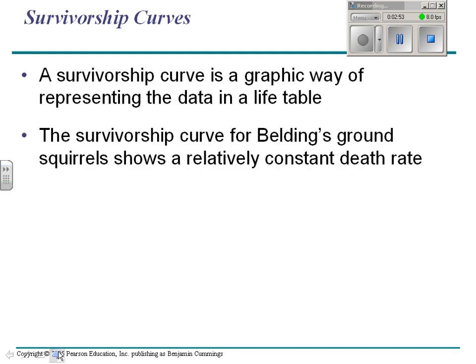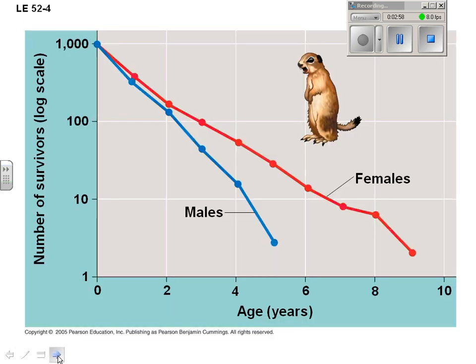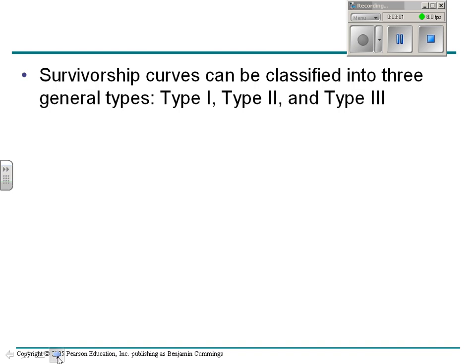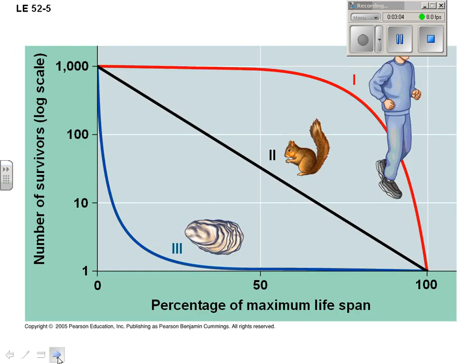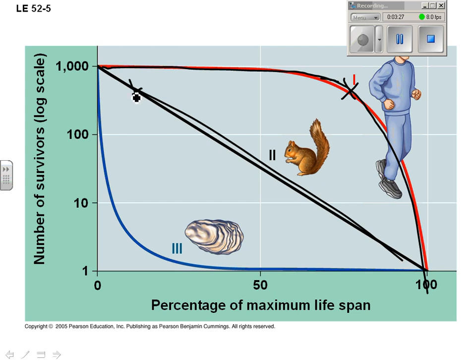A survivorship curve is another way to show the data in a life table. This is what that would look like for females and males, but there are three types of survivorship curves that you should know. There's the human survivorship curve, where most humans live and then die at a rapid rate at about 80% of the maximum lifespan. Whereas the Belding's ground squirrels do pretty much a straight line down. They're dying at about the same rate every year.